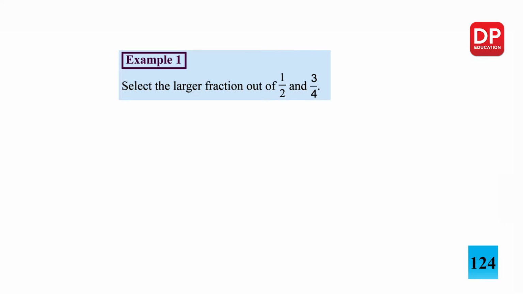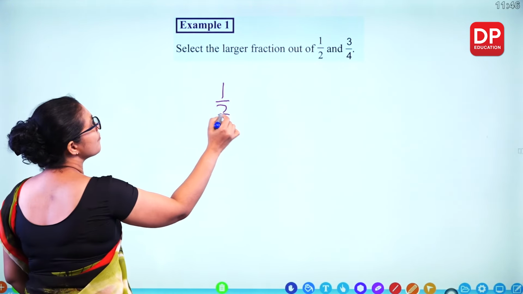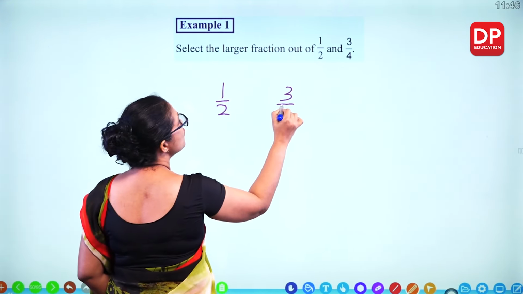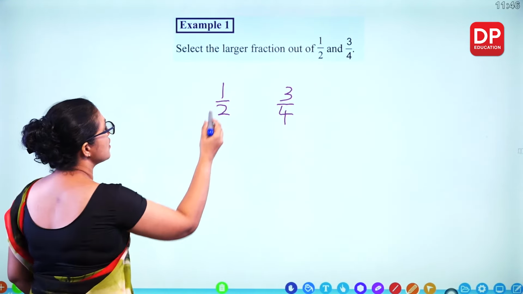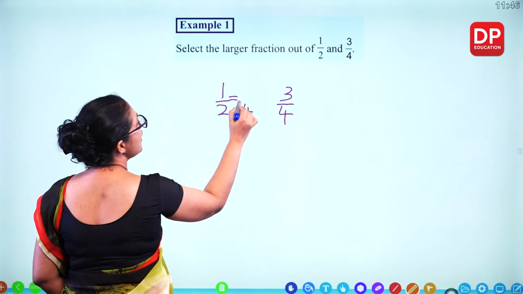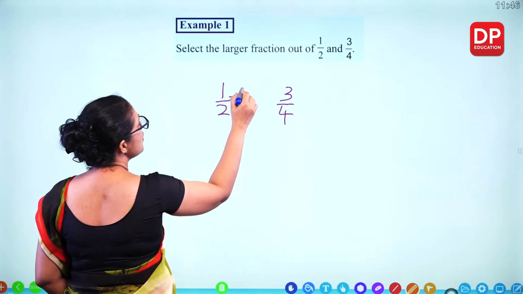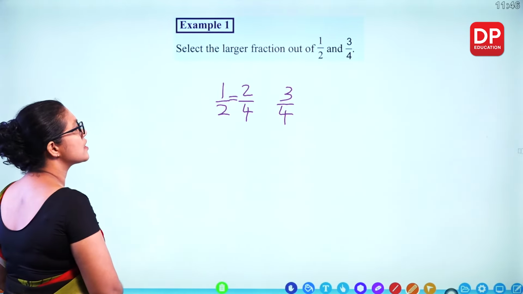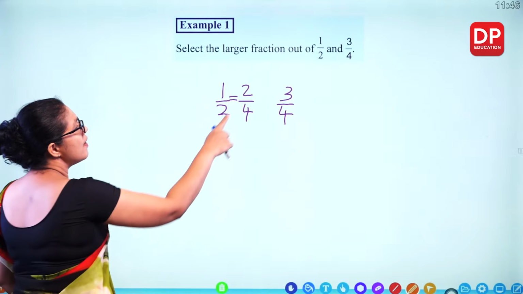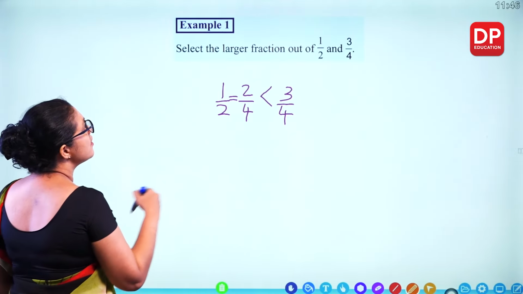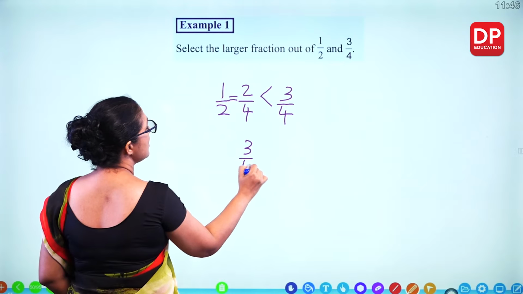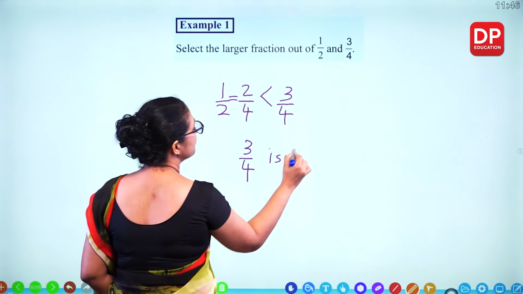Select the larger fraction out of half and 3/4. So what do you do? Both are not the same, so you have to find the equivalent fraction. So we'll convert to 4 here. The denominator multiplied by 2, so that means 2/4. Now you can compare. 3 is bigger than 2. So you can write down 3/4 is the larger one.